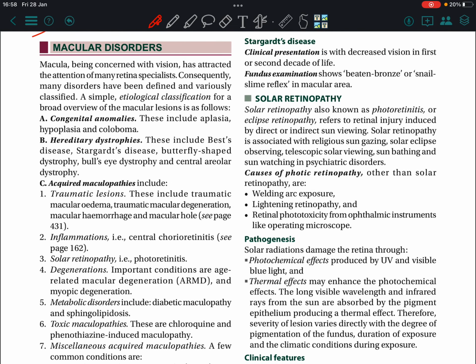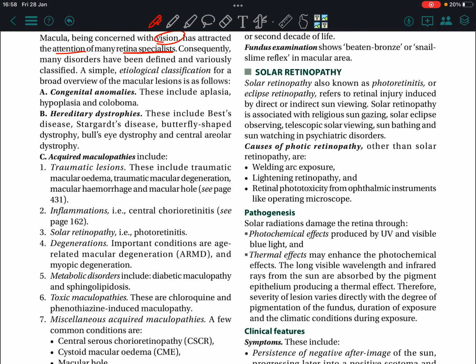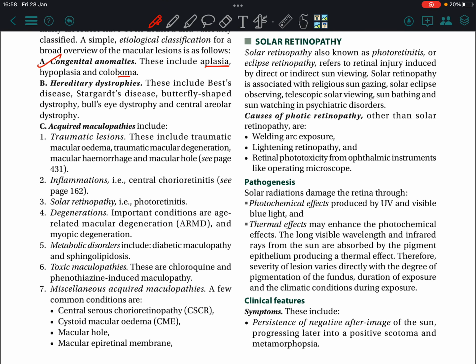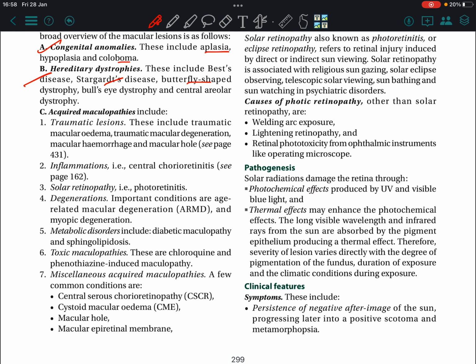Macular disorders. The macula, being concerned with vision, has attracted the attention of many retinal specialists. Consequently, many disorders have been identified. A simple etiological classification, a broad overview of macular lesions, is as follows. Congenital anomalies include aplasia, coloboma, and hereditary dystrophies: Best disease, Stargardt's, bull's eye, butterfly.